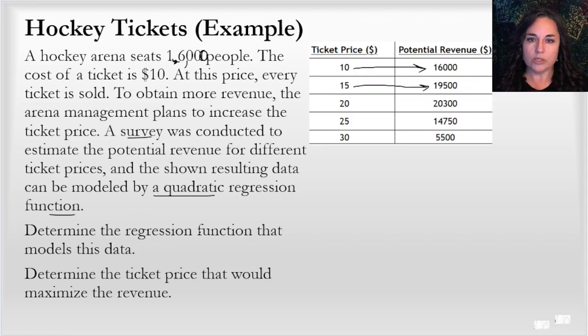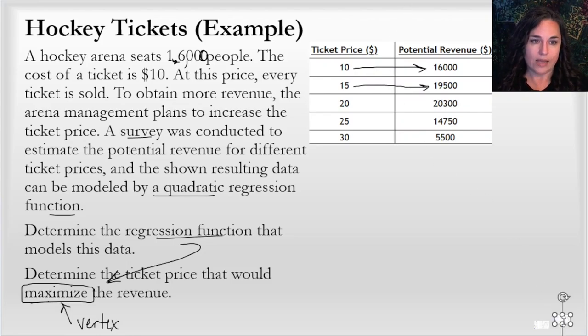So it says determine the regression function that models this data and determine the ticket price that would maximize. So I'm going to say words mean things. This means find the vertex of it. So I need to find the regression function, and once I find the regression function, I'm going to find the vertex. Okay. So run this through Desmos or Excel. That's the easiest thing to do here. Not going to do any algebra yet on it.